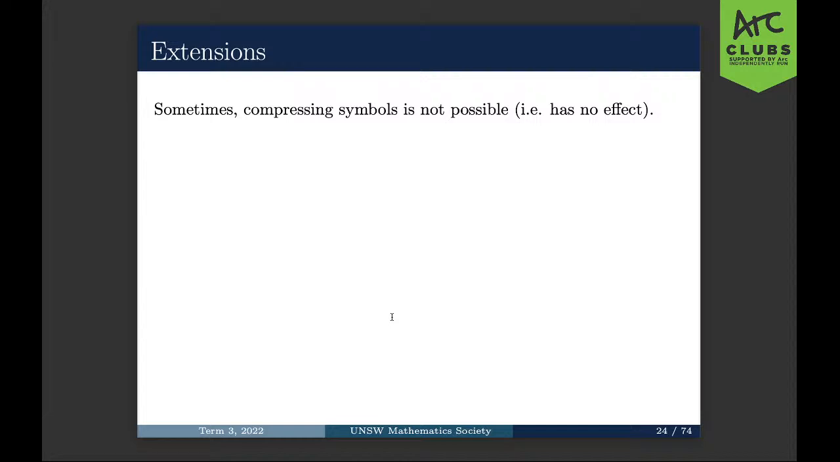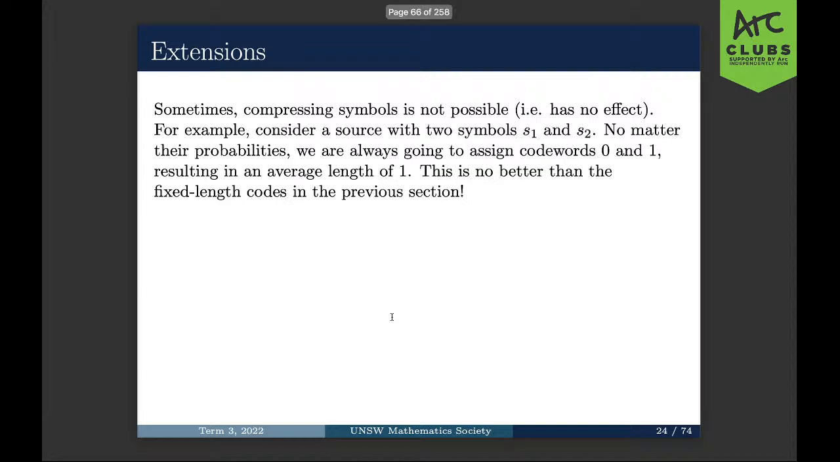So in some scenarios, given some sources, compressing symbols is actually not possible. What I mean by that is you can't end up with a better average code length compared to the fixed length codes that we saw before, that don't account for the probabilities at all. For example, if we have a source with just 2 symbols, no matter what their probabilities are, we're going to assign the code words 0 and 1. And that results in an average length of 1. And what's the point of knowing the probabilities then? It's just the same thing as the fixed length codes in the previous section.